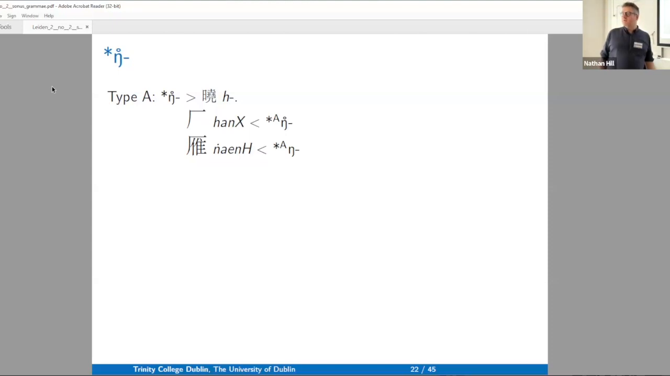We say they're voiceless velar nasals in Old Chinese that changed into ha. Actually, this is my romanization, but it's actually an X in IPA, so ha. Yeah. Okay.